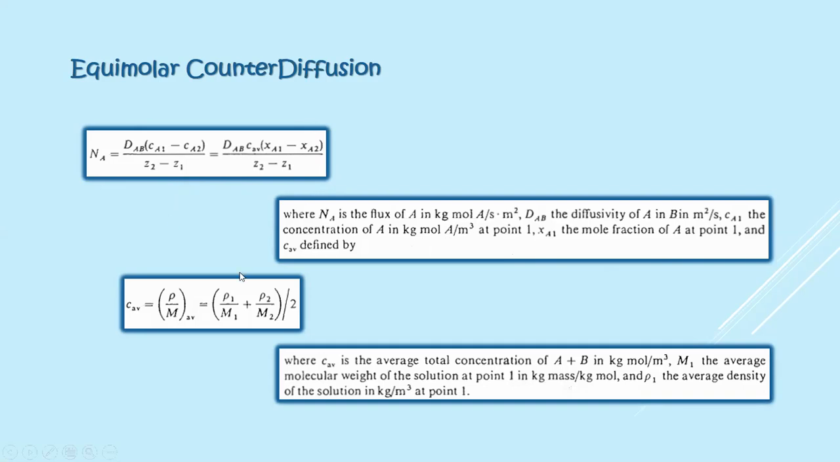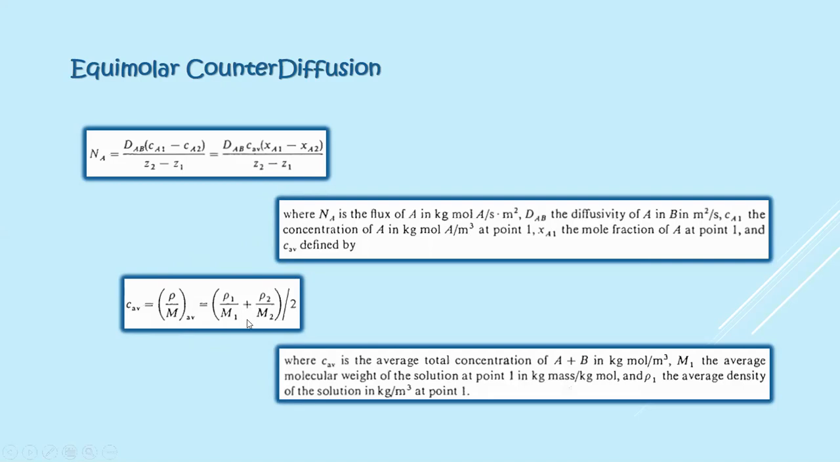Again, your Z2 minus Z1 here is the diffusion distance, the distance in which solute A is going to diffuse to another, let's say, liquid phase, which is in B. We will label it B. Now, in this formula, you have the appearance of the C_av, and that's defined again by another formula. So before you can process the one on top, you need to process this first.